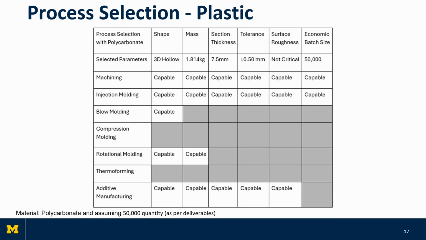The parameters that determine the process were the 3D hollow shape, a mass of 1.8 kilograms, a section thickness of 7.5 millimeters, a tolerance of 0.5 millimeters, a non-critical surface roughness, and a batch size of 50,000 parts. Following these parameters, injection molding was selected as the process.